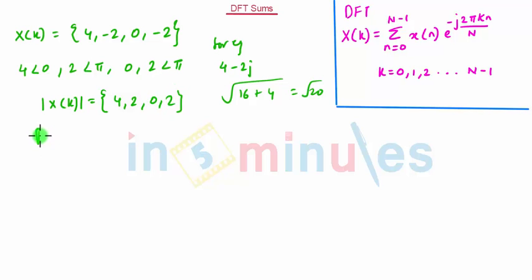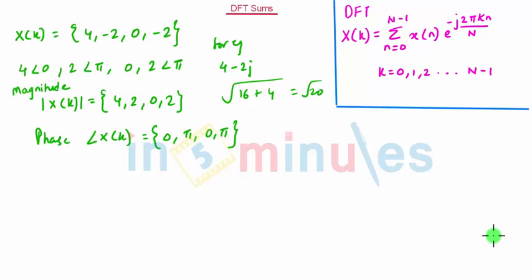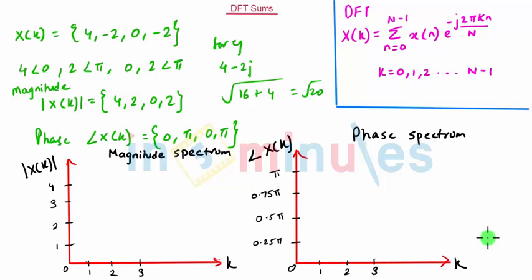Again, for phase spectrum, the angle should be calculated. So angle of x of k, that is given as 0, pi, 0, pi. So we have got the points to plot the magnitude and the phase spectrum. So let us plot that. For plotting magnitude and phase spectrum, we will refer to this magnitude and the phase. So plotting the magnitude spectrum, we will refer to the points of 4, 2, 0 and 2.